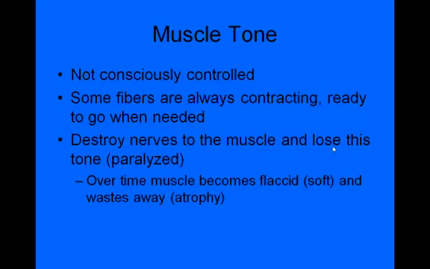Muscle tone. Okay, that is not consciously controlled. Our body does it involuntarily. Now, some fibers are always contracting, ready to go when needed. If you destroy the nerves to the muscle, then you'll lose that tone. That's what typically happens, like if you're paralyzed. Over time, that muscle becomes flaccid or soft and wastes away, which we call atrophy. So that is a big problem with like your bedridden patients, your paralyzed patients.